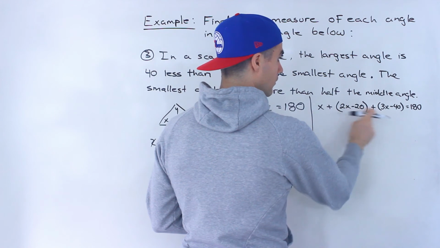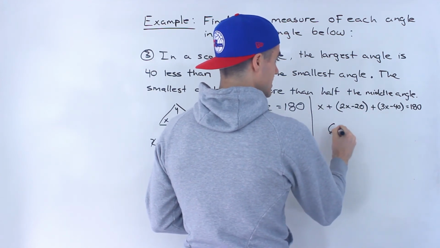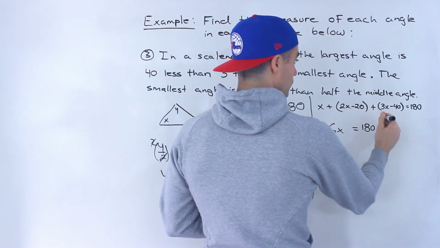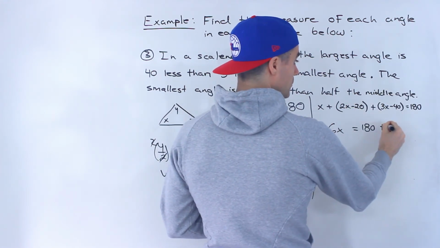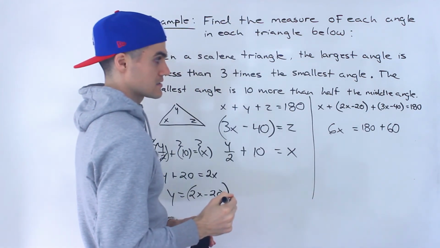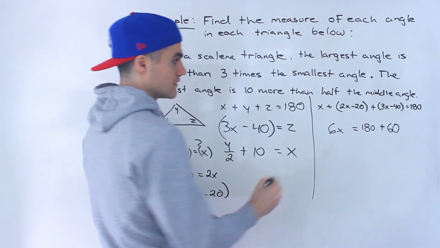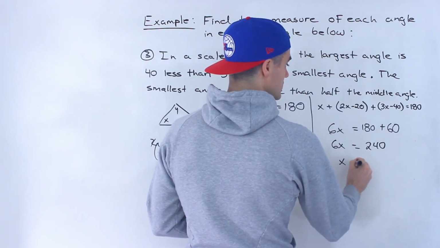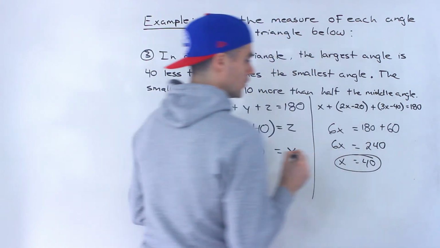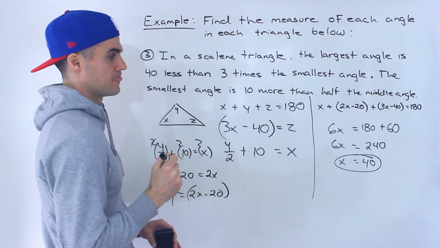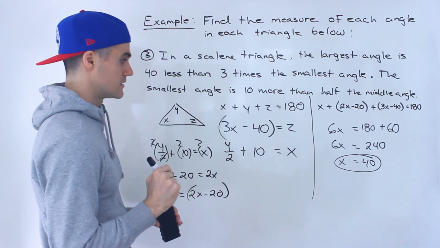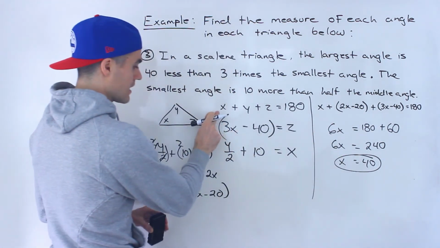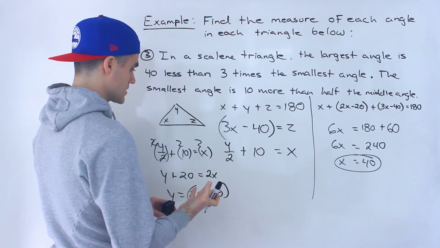So what I'm going to do, I'm going to add all the x's. That would give us 6x. And then we'll have 180, negative 20 minus 40, that's minus 60. When we bring it over, that would be plus 60, like that. So we'll have 6x equals 240. So x would be 40, like that, when we divide both sides by 6. So now that we have this x value, which is the smallest angle, we could find the other ones.